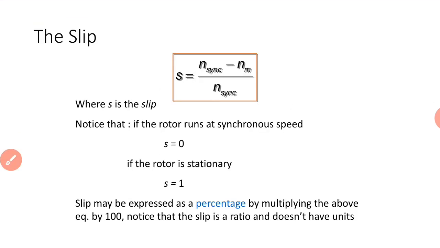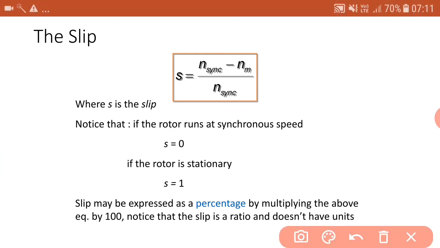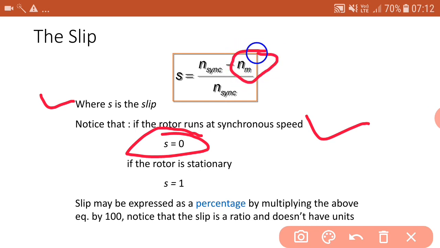Now the slip. Slip is defined as S = (n_sync - n_m) / n_sync. It means synchronous speed minus motor speed divided by synchronous speed, where S stands for slip. Now notice that if the rotor runs at synchronous speed, then S is equal to 0. Why is S equal to 0? If we place n_sync in place of n_m, then the numerator will be 0. So the answer of the slip will be 0.